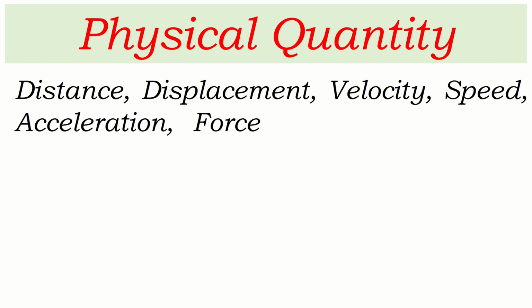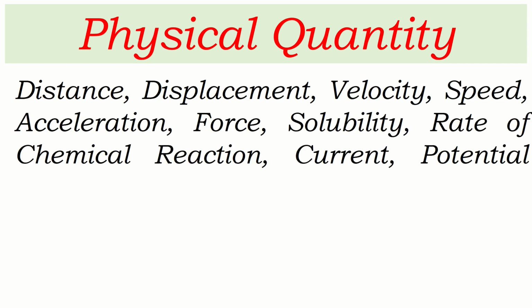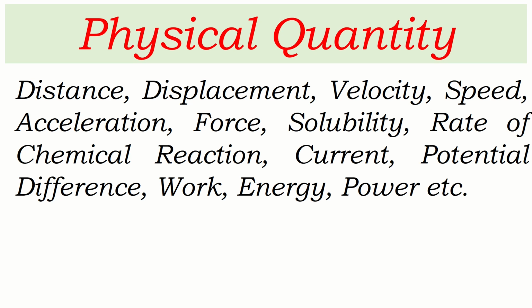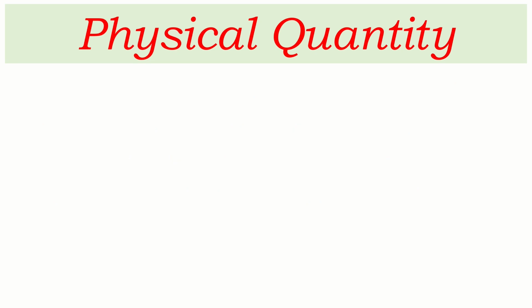are distance, displacement, velocity, speed, acceleration, force, solubility, rate of chemical reaction, current, potential difference, work, energy, power, etc. There are many physical quantities which we have studied in the study of science, and all these are actually variables in the scientific study. So, I want to start with the physical quantity first. Exactly what is it, and then we'll enter into variable.